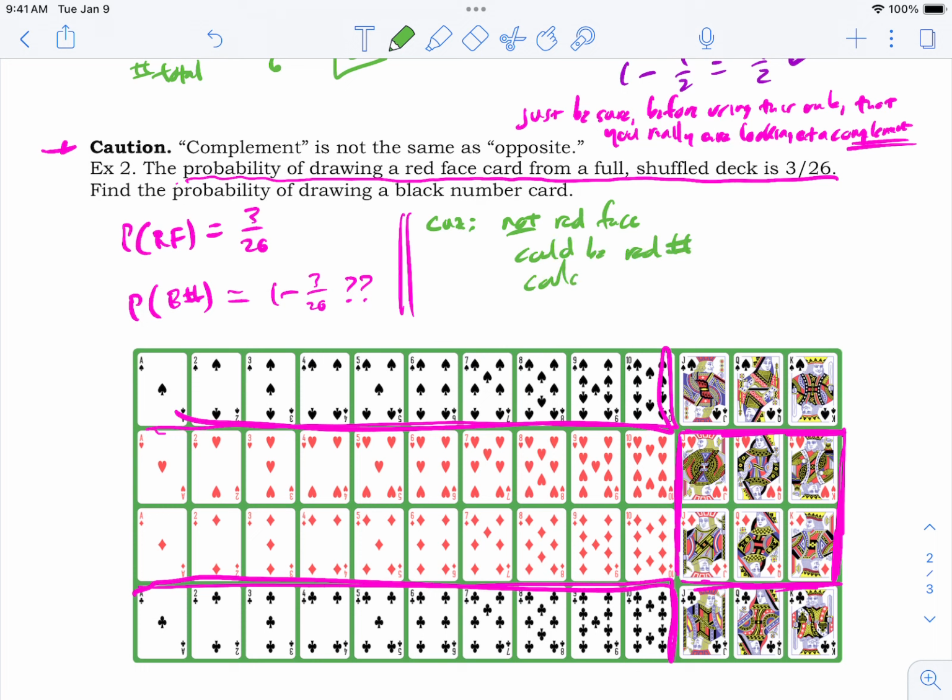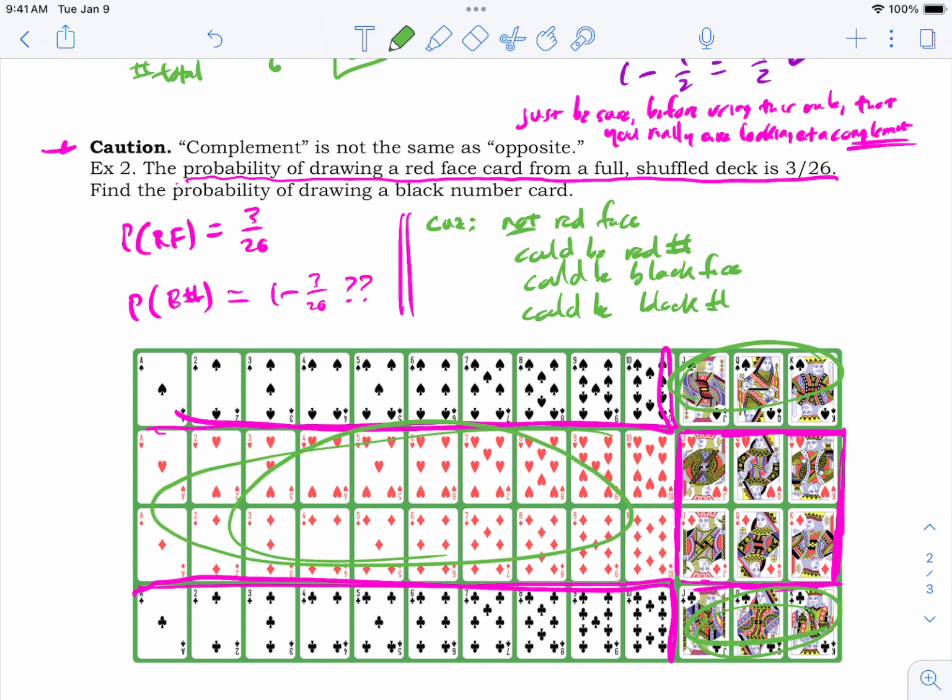It could be a black face. In other words, it's a face card but not red. It's a red card but not a face. Or it could be a black number. It could be any of these. Not just these, right? So it's not really a complement. So this problem here, you would not be able to use that shortcut.